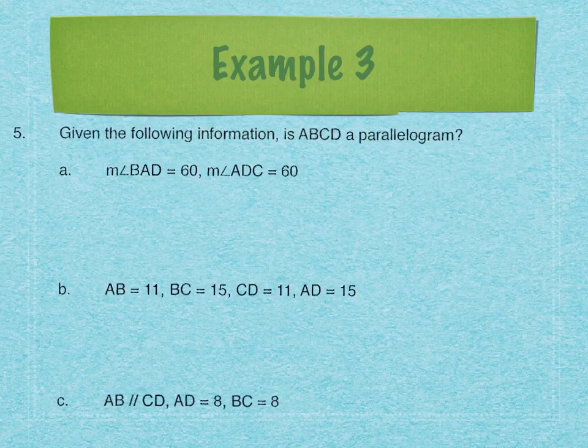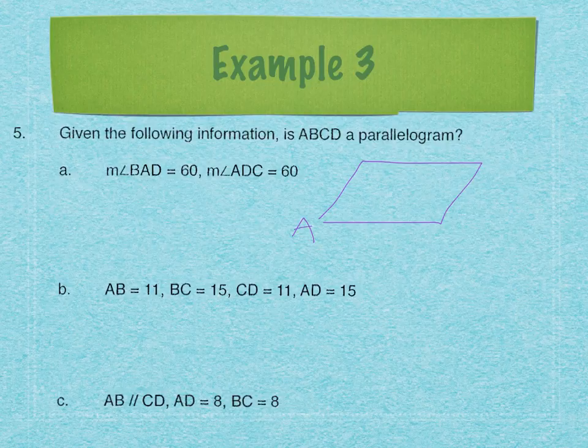All right. Last example here. We just want to know, based on the information that I have, do I have a parallelogram? So I'm just going to quick draw a parallelogram so that we can talk about the sides. I have A, B, C, and D as my parallelogram. If angle BAD, my angle down here, is 60 degrees, and the measure of ADC is 60 degrees, this angle here, would I have a parallelogram?